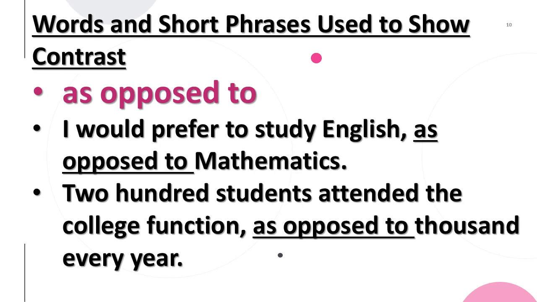Next phrase that can be used to show difference between two things is as opposed to. For example, I would prefer to study English as opposed to mathematics. Next sentence. 200 students attended the college function as opposed to 1,000 every year.